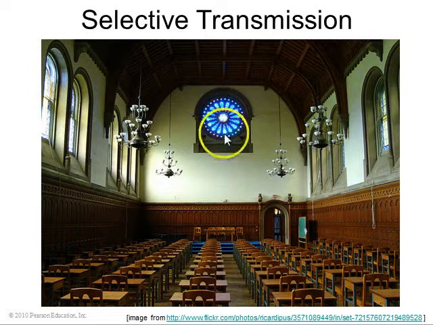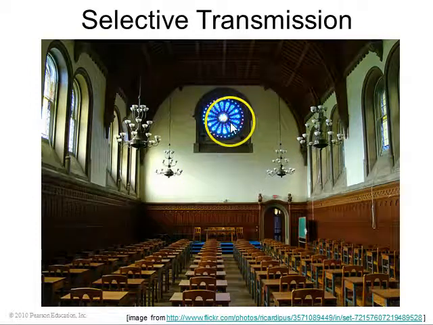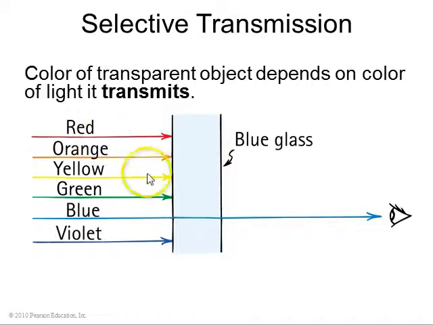Here is an example of selective transmission. So this is stained glass in the Great Hall in UC. And what it's doing is it's absorbing all the colors other than blue and selectively transmitting blue light.